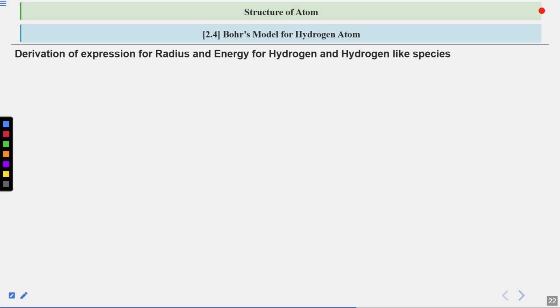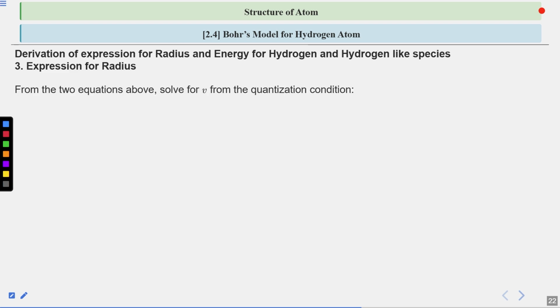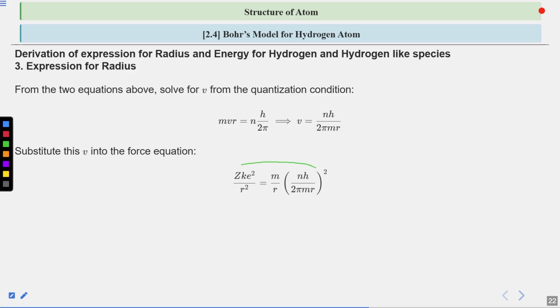Now next, what can we do? What will be the expression for the radius? For the expression of the radius, we will use the previous two equations. The first one was mvr equals nh by 2π. Take the velocity from here and substitute this value of v in the force equation that we have seen, that centripetal force is equal to the electrostatic force of attraction. If you do that, you will get this equation: Zke² by r² is equal to mv²/r. So instead of v, we have taken this value from the quantization of angular momentum. From here, you will get the value of the radius.